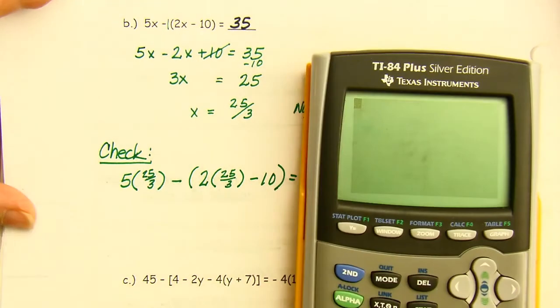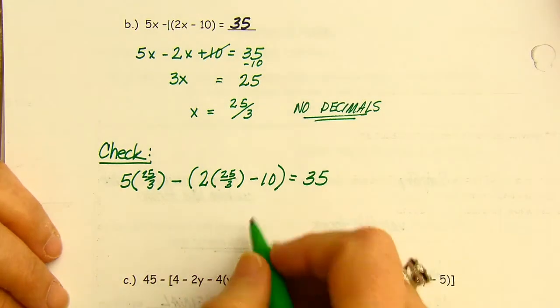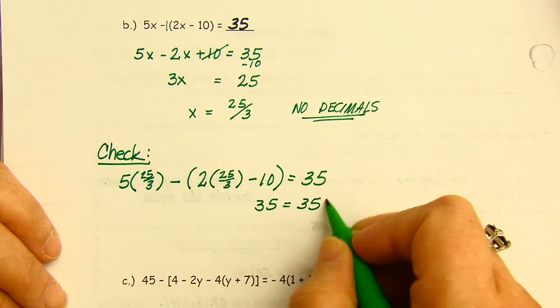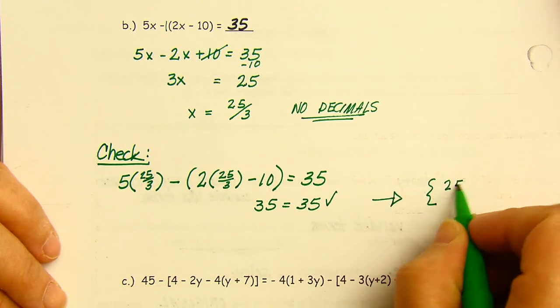All right, so I'm wondering if 25 thirds is going to make this equal 35. So 5 parenthesis 25 divided by 3, close it, subtract parenthesis 2 parenthesis 25 divided by 3, close it, subtract 10, close it, hit equals 35. It does work. 35 equals 35. Check. Therefore, I conclude my solution is 25 thirds.